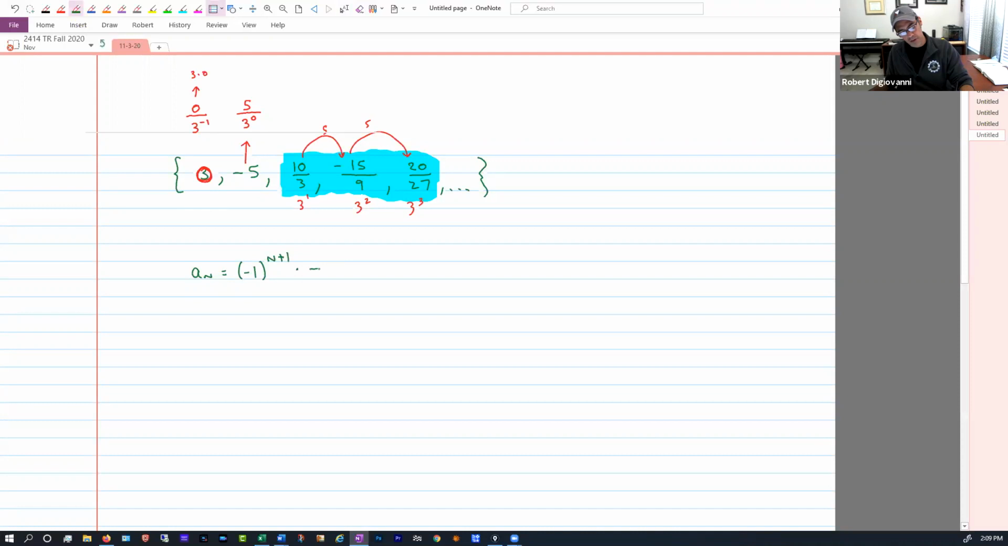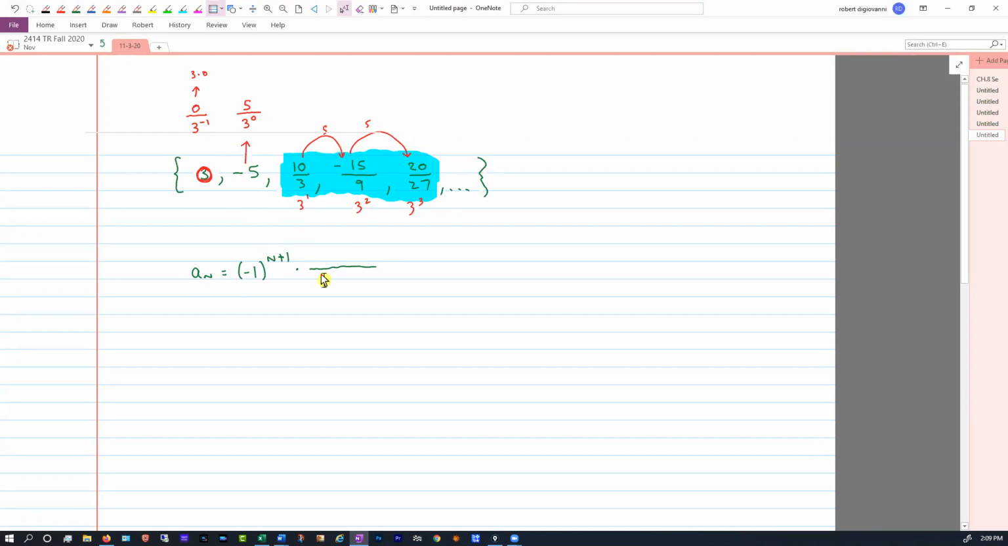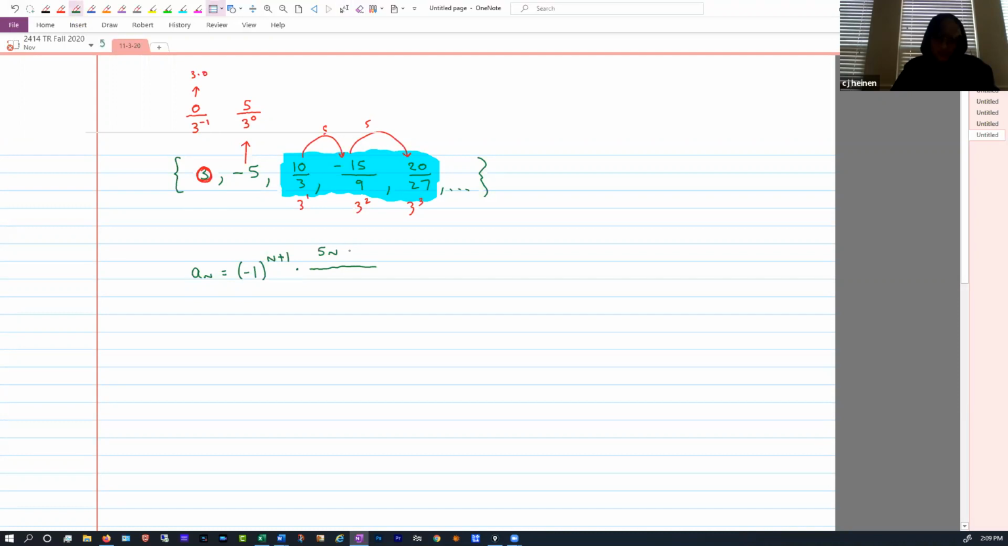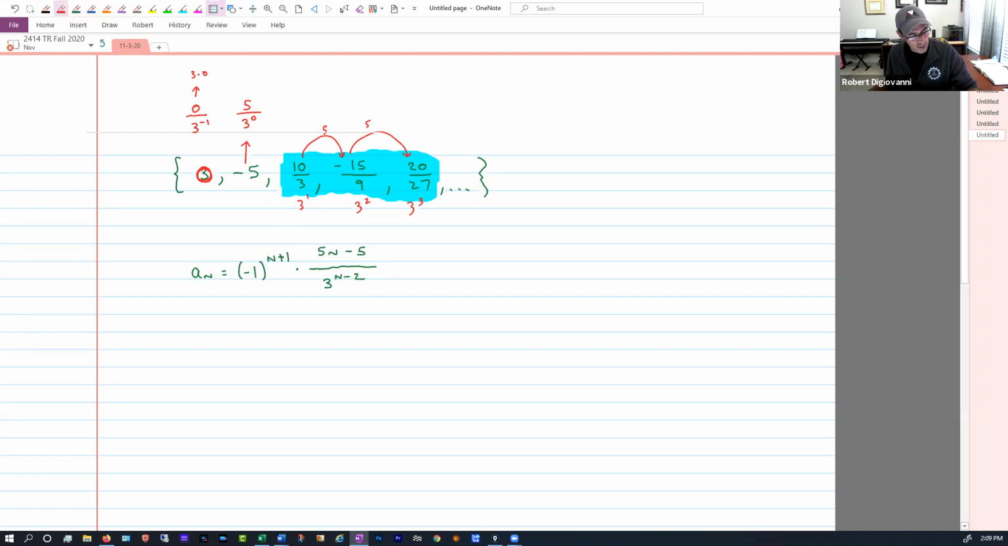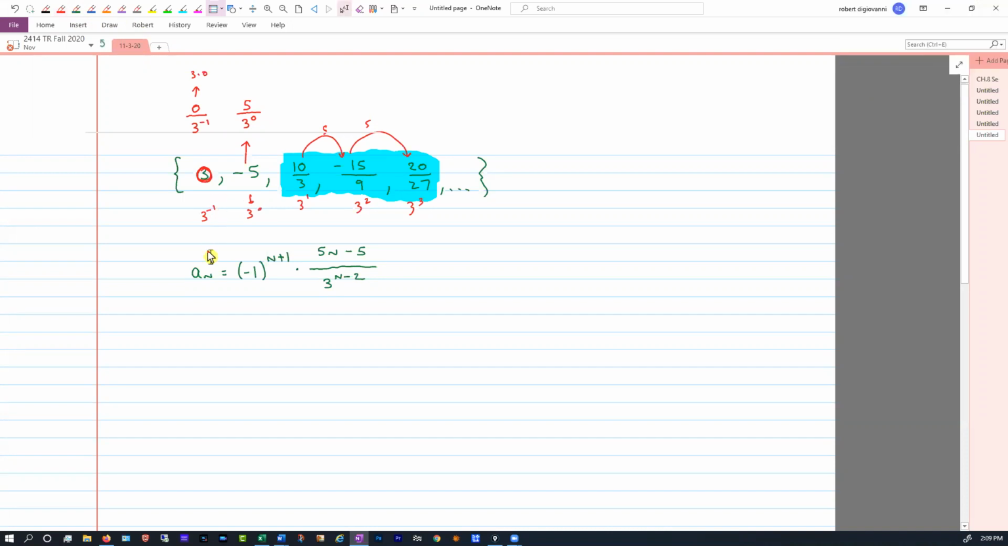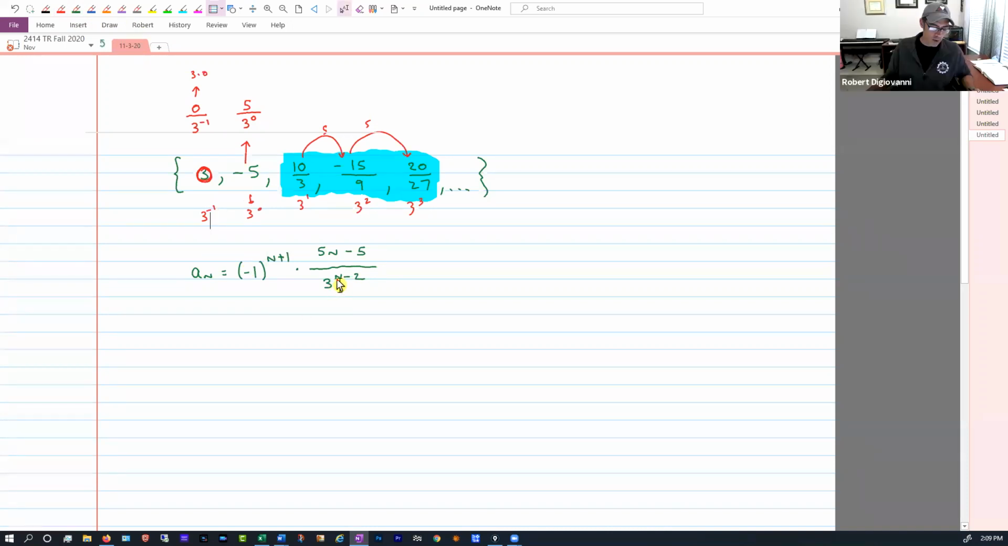So how do you create something that jumps by 5 each time on top and starts at 0? 5n minus 5. And then on the bottom, we need to go 3 to the n minus 2. Because you want to start at, remember, this one was 3 to the 0, and this one was 3 to the -1. So we want to start at -1. So we plug in 1, take away 2, you'll be at -1. There it is. I apologize, everyone.